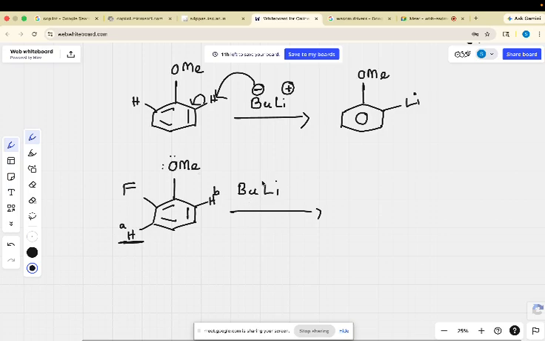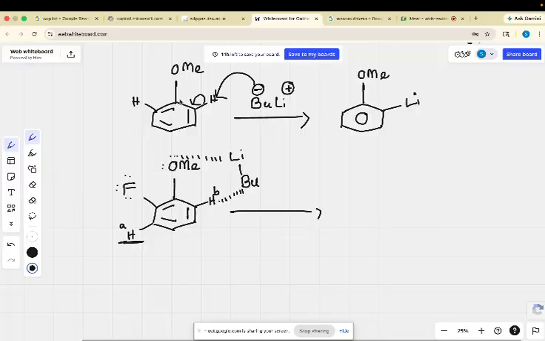Because it follows a chelation mechanism. Now how does it chelate? If I compare the donor ability of fluorine and oxygen, which one has higher donor ability? Definitely oxygen, because it is less electronegative, right? So oxygen will donate its lone pair to lithium, because lithium plus is there, and here you have butyl. So now butyl will abstract the proton. That is how the chelation mechanism actually happens. Clear?